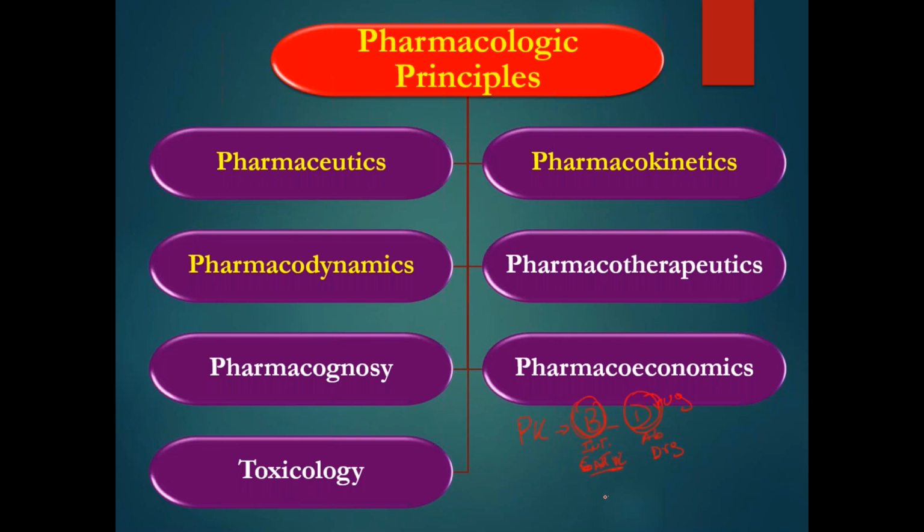All right, so for example, how the body is going to affect the drug. For example, you have liver failure. Liver failure is not going to metabolize the drug, so the drug is going to start having more side effects. That is the pharmacodynamics. Okay, so pharmacokinetics and pharmacodynamics are going to be hand in hand. They are not completely apart. They are working together.